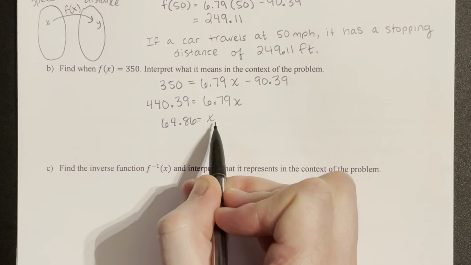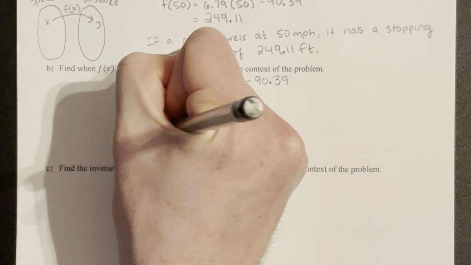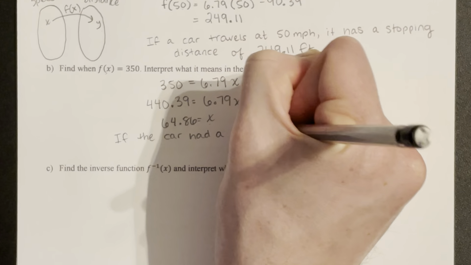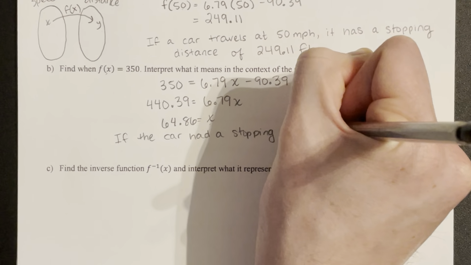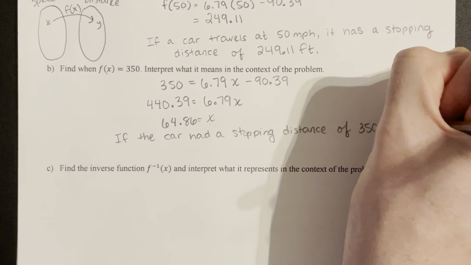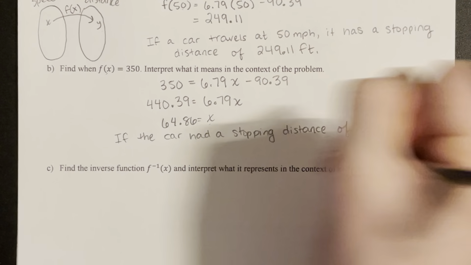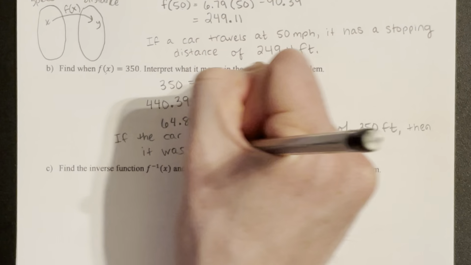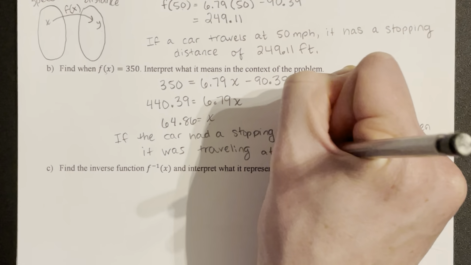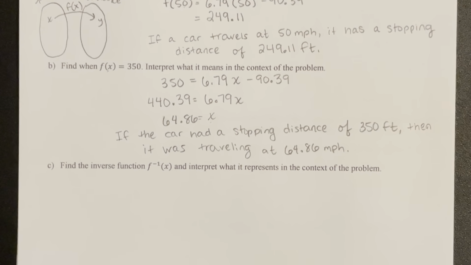So now 64.86 is representing x, which is our speed. So if the car had a stopping distance of 350 feet, then it was traveling at 64.86 miles per hour, or roughly 65 miles per hour.